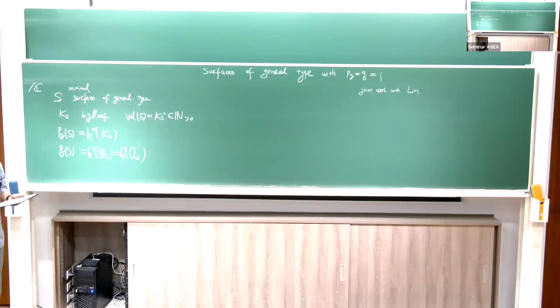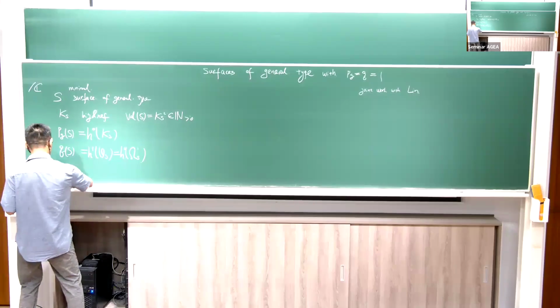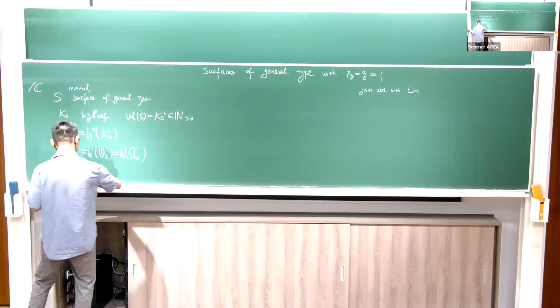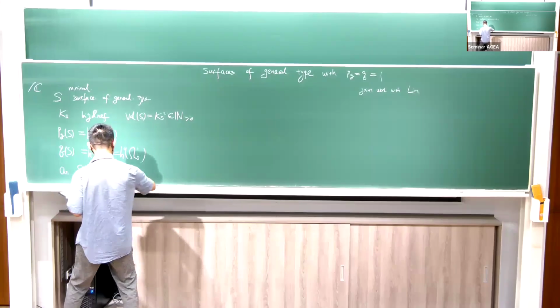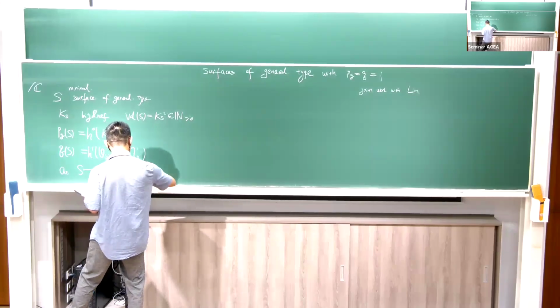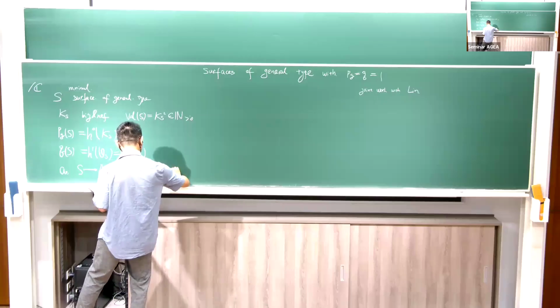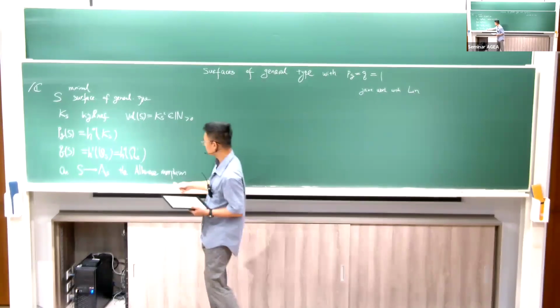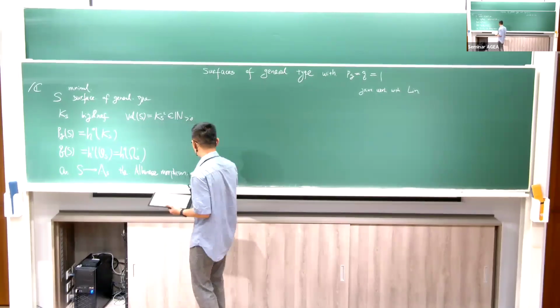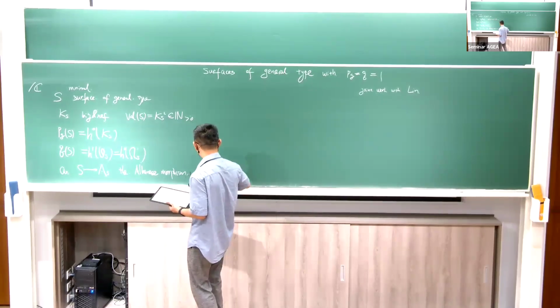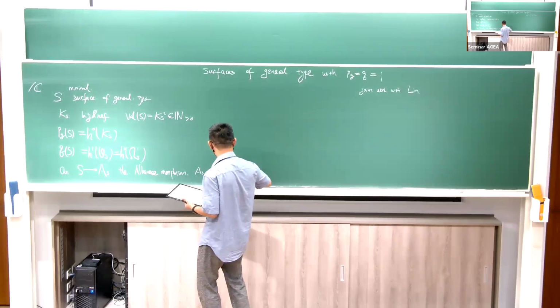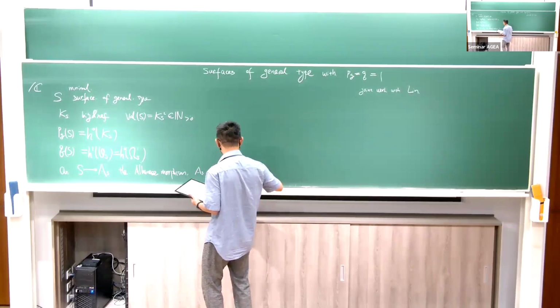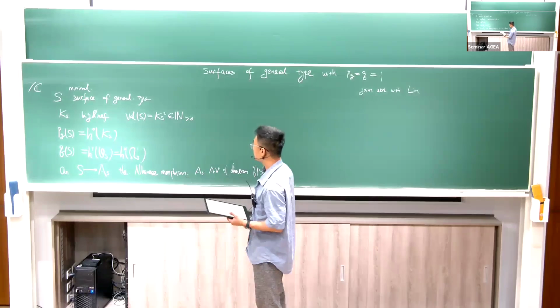Since we will assume q equal to 1, we will always have the Albanese morphism. I guess everyone knows this notation. This A_S is an abelian variety of dimension q_S, so this is the universal morphism to an abelian variety.